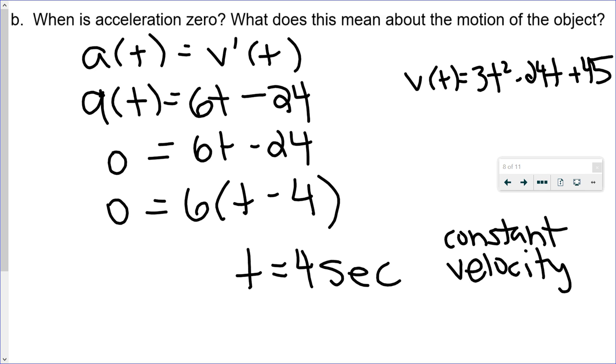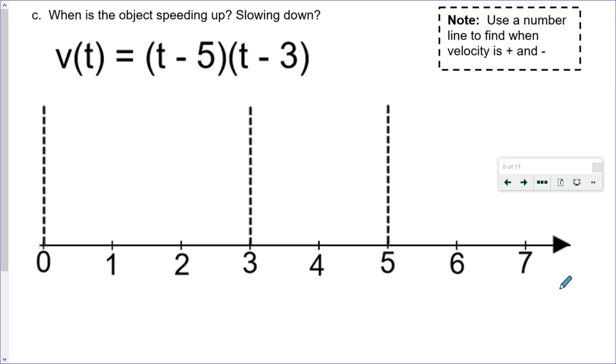Okay, and the last part of my question, I want to know about the speeding up and slowing down. So when is the object speeding up and when is the object slowing down? So let's go back to my velocity equation. I did have a GCF of 3, so I'll just include that there. And I'm going to do sign analysis. So I want to know when is the object speeding up or slowing down.